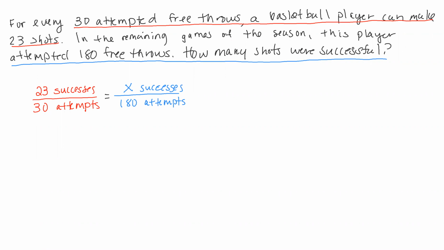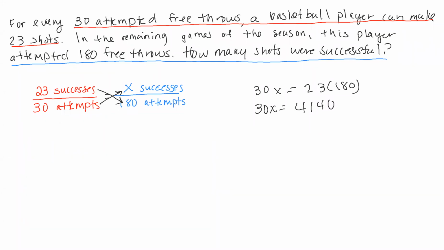So again, first piece of information, for 30 attempted free throws, 23 were successful. For 180 free throws, we need to figure out how many were successful. All of our units line up horizontally. We're good to go ahead and cross multiply. So 30 times x, I always multiply so that the x is going to be multiplied first. So 30 times x is going to equal 23 times 180. So 30x equals, let's see what 23 times 180 is. 23 times 180 is 4,140. We have an equation now.